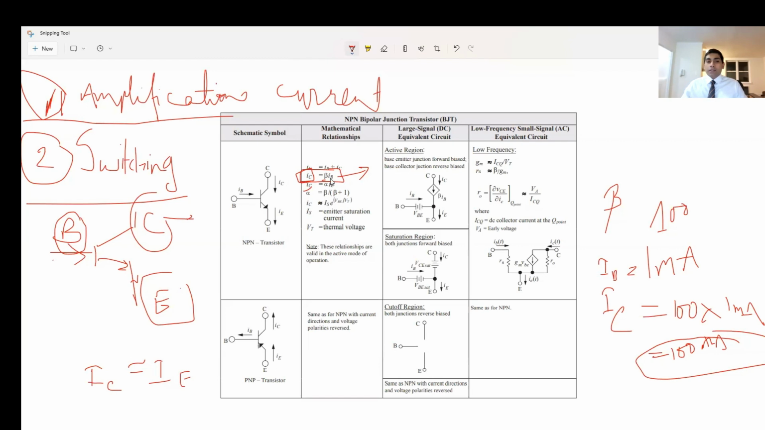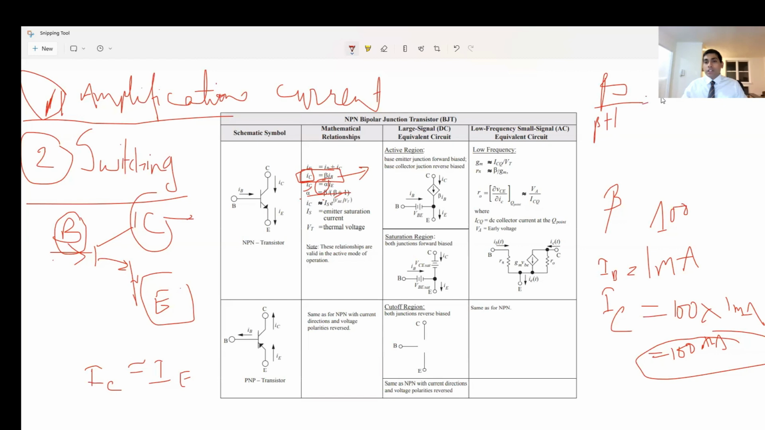but it is given by a constant alpha. Okay, now if you're wondering how much alpha is, it is nothing but beta divided by beta plus 1. So you would see beta divided by beta plus 1.